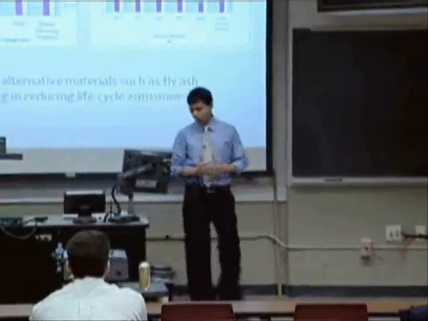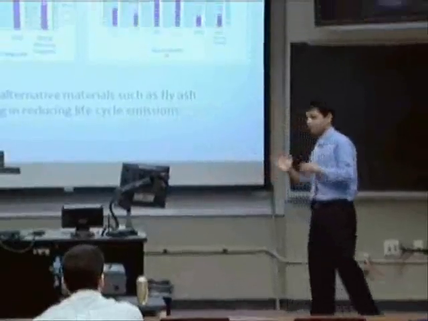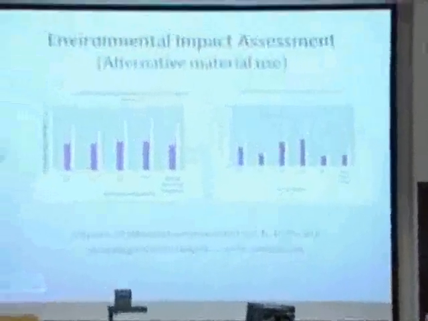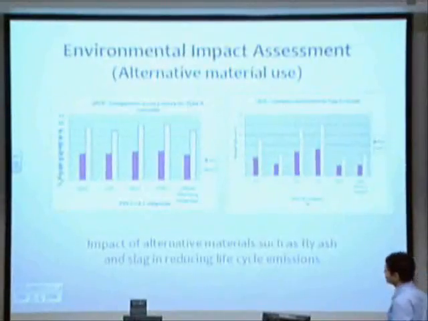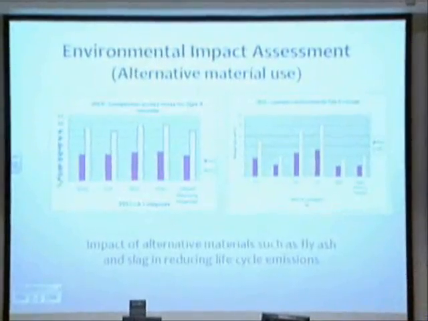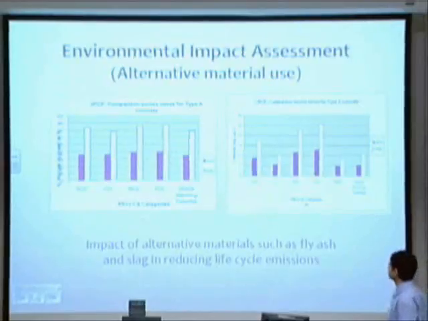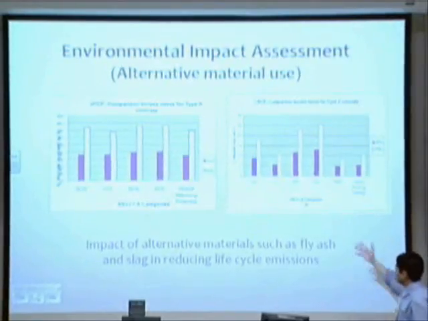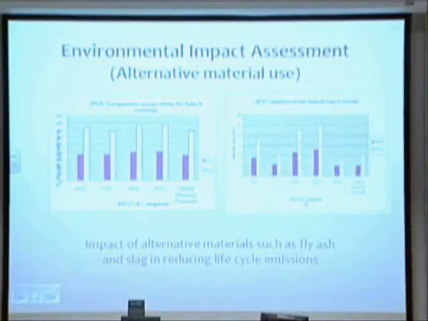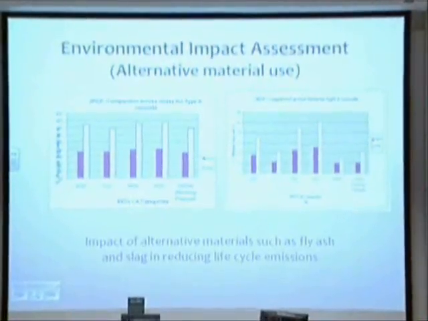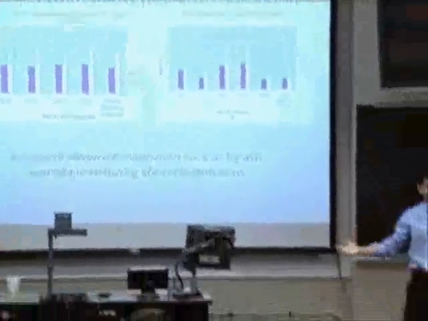So just a brief overview, and I've presented this work before at similar forums, so I'm not going to go into detail, but just an idea of what this would provide us is the impacts of alternative materials such as fly ash and slag in reducing life cycle emissions. So we find that for jointed plain concrete pavements as well as for continuously reinforced concrete pavements, as you include fly ash and slag in the cement mix, it significantly reduces emissions over the life cycle of the pavement.